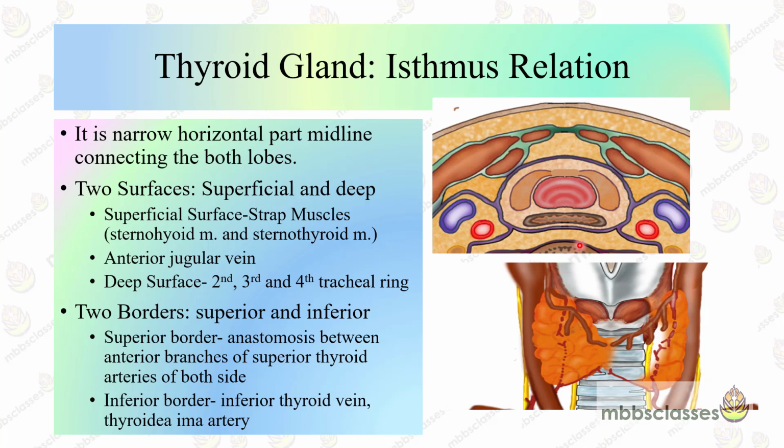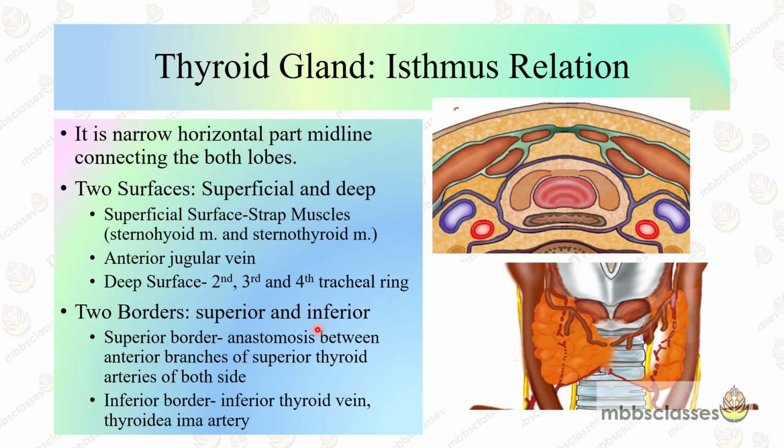Now if you see the isthmus of the thyroid gland, this is the location of the isthmus. It is a narrow horizontal part of the thyroid gland in the midline that connects both lobes. It has two surfaces, superficial and deep. This is the superficial surface and this is the deep surface. The superficial surface is related to the strap muscles of the neck, the sternohyoid and sternothyroid muscles, and the anterior jugular vein. The deep surface is related to the second, third and fourth tracheal rings.